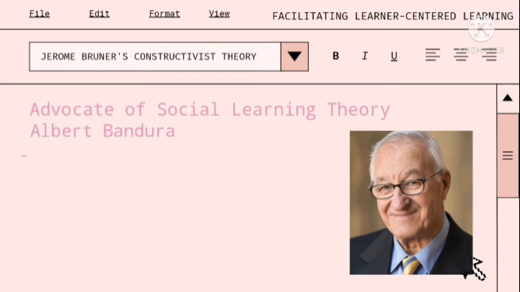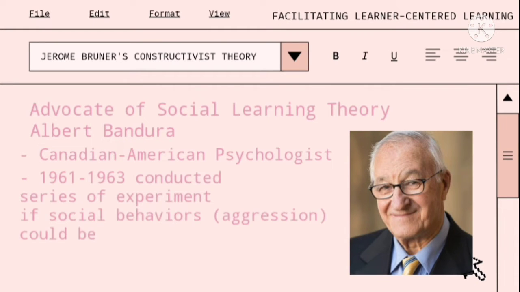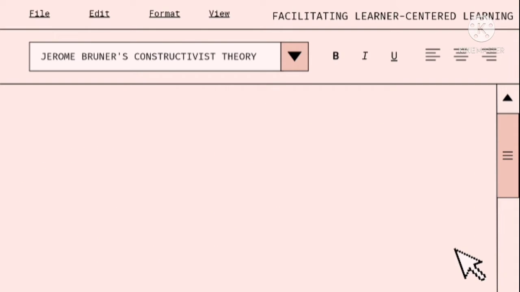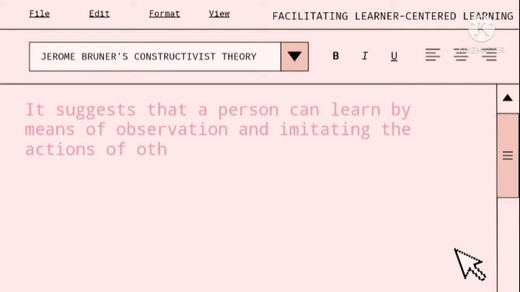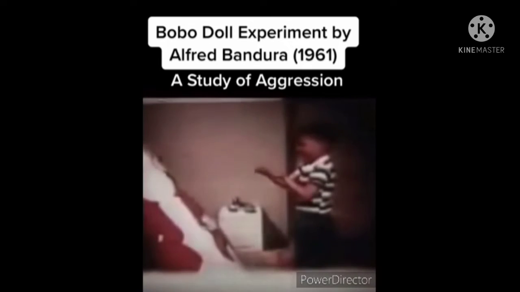Advocate of social learning theory. Albert Bandura, Canadian-American psychologist, from 1961 to 1963 conducted a series of experiments on whether social behaviors or aggression could occur by observation and imitation. Social learning theory suggests that a person can learn by means of observation and imitating actions of other people. The Bobo doll experiment. It is where the children imitate the actions of an adult towards the Bobo doll.